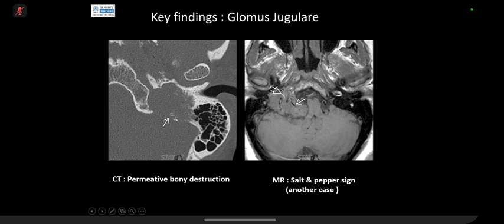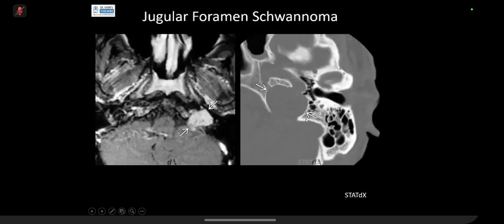This is permeative bony destruction. It is a key sign which will differentiate it from a schwannoma, along with the salt and pepper sign. This is a schwannoma, and you can see that it is causing expansion of the jugular foramen. It is causing enhancement, so enhancement will not be very helpful. You remember the two signs on pre-contrast T1: salt and pepper, and permeative bony destruction.